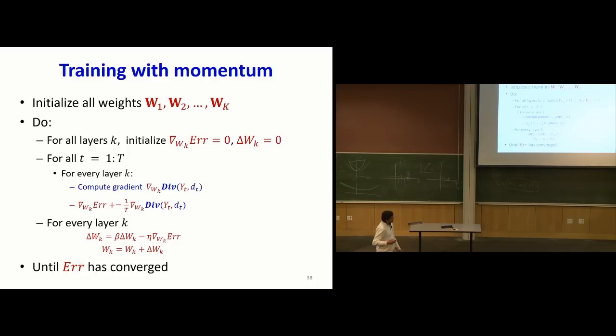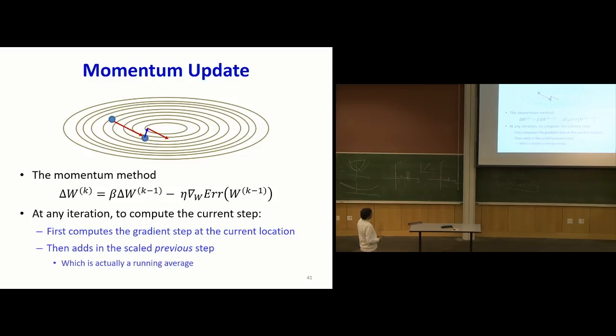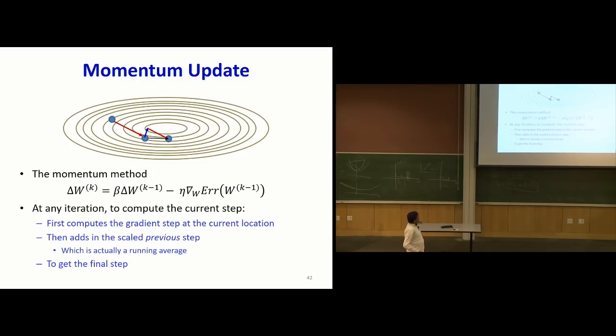Now, here is something that happens. Here's what the momentum method actually does. Let's say you currently took a step in this direction. Then you will compute the gradient at the current step, and the gradient is going to point in the direction of the blue line. But then your past step was this guy. So you're going to add a scaled version of the step that you've already taken, and that is going to give you the final update that you're actually going to make in the current step.